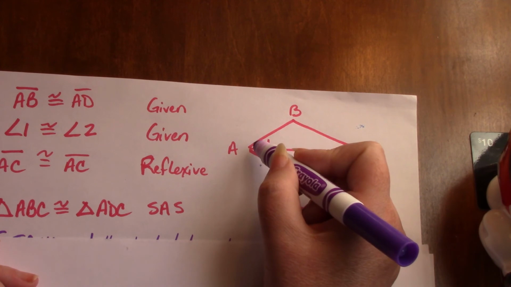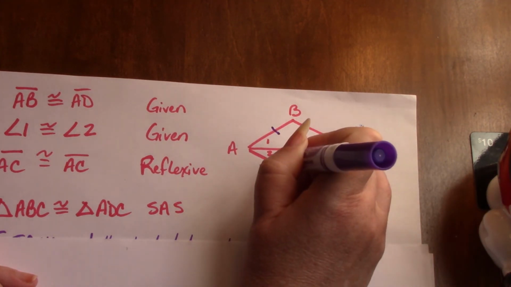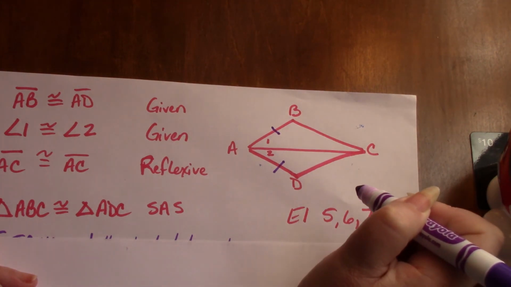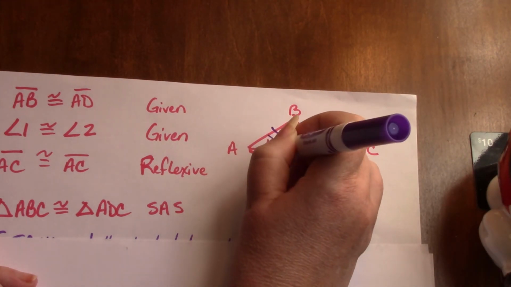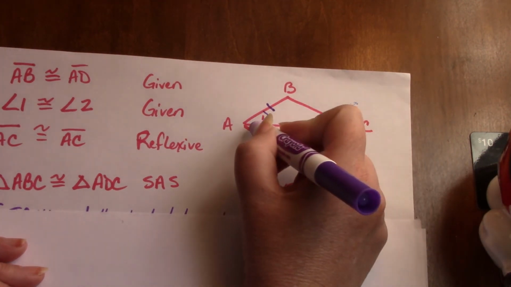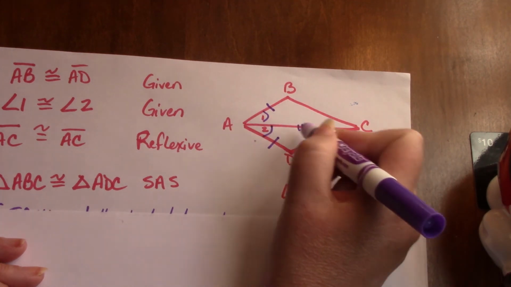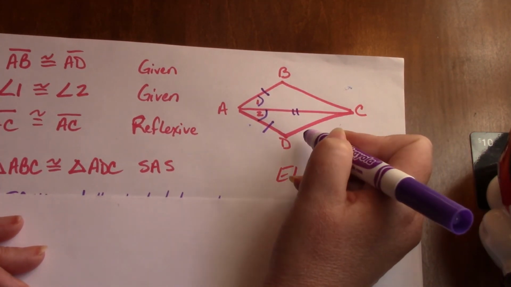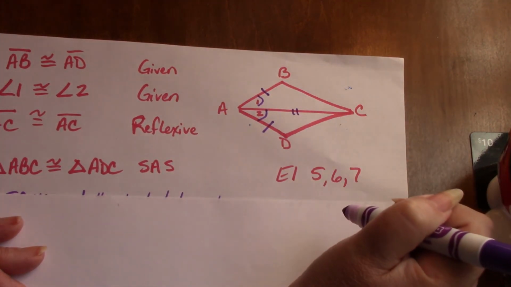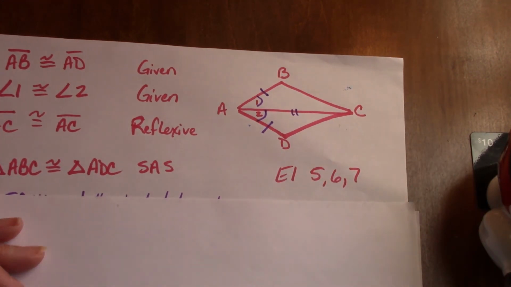We know that line AB is congruent to line AD. That's given. We know that angle 1 equals angle 2. That's given. We know that line AC is congruent to line AC because of the reflexive property. It's congruent to itself. Therefore, we have SAS. Try Elaborate numbers 5, 6, and 7.